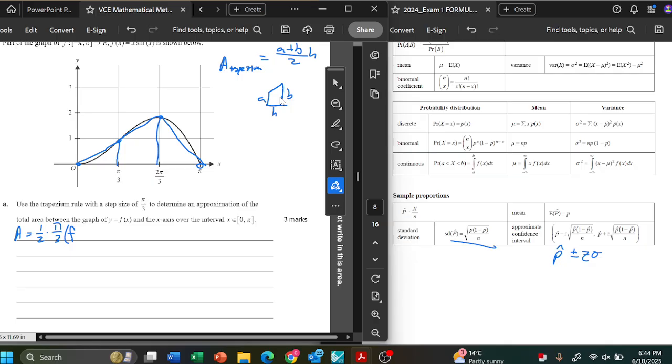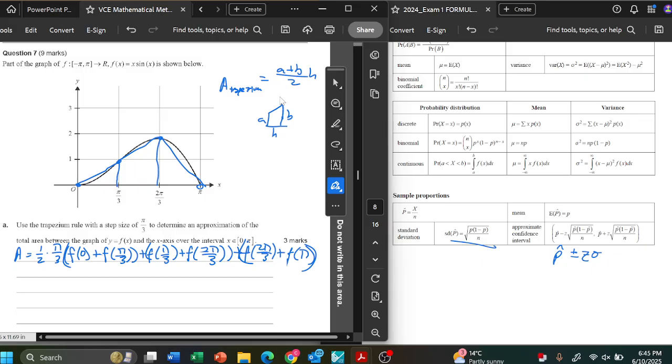So it's going to be f with an input of 0 plus f with an input of pi on 3. That's going to be the first trapezium, plus f with an input of pi on 3, plus f with an input of 2 pi on 3. That's our second trapezium. And then f 2 pi on 3 plus f pi. Okay, so we need to know what all of these things are here. So let's just quickly work that out. So all right, let's consider each of these.